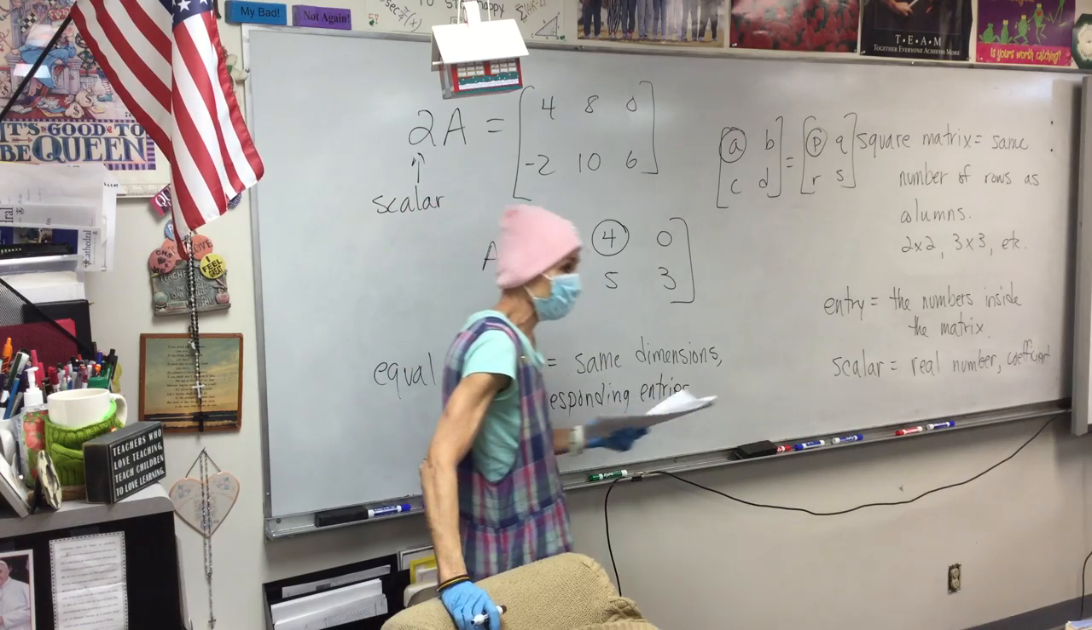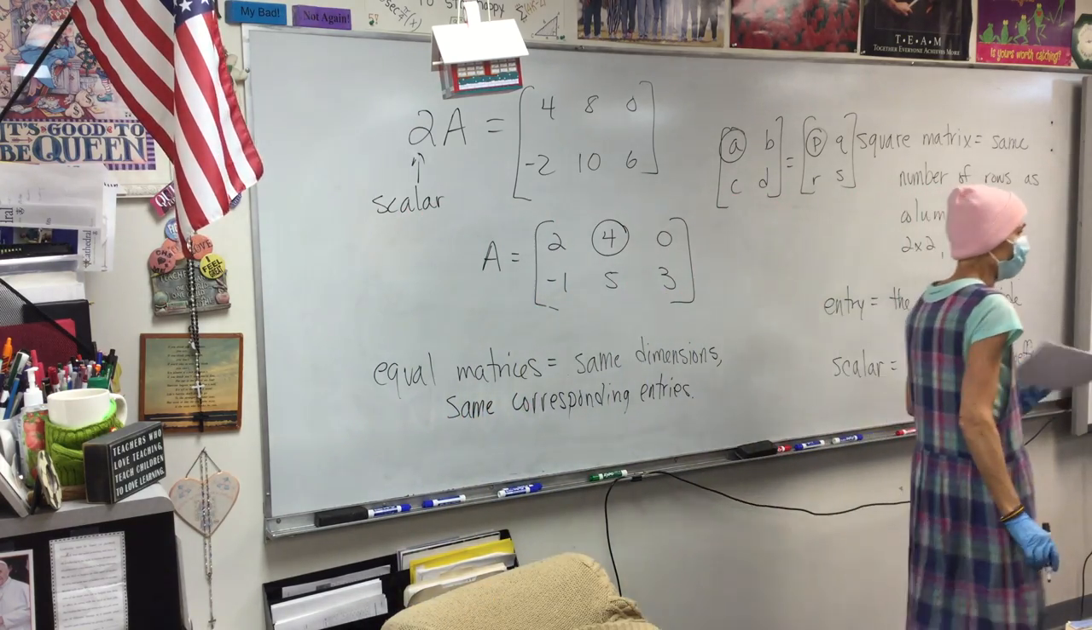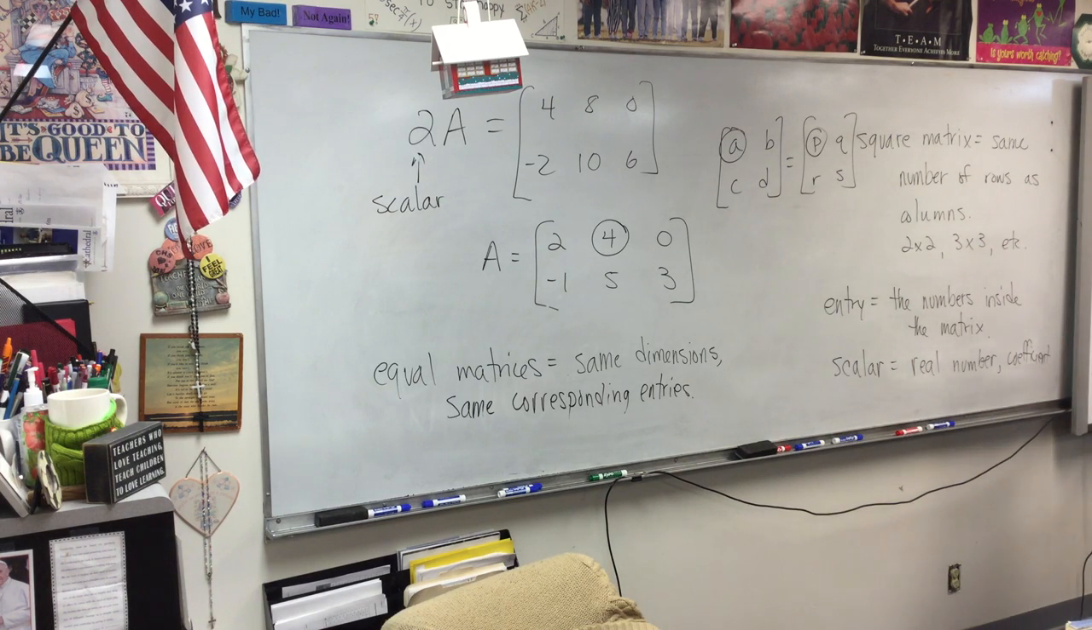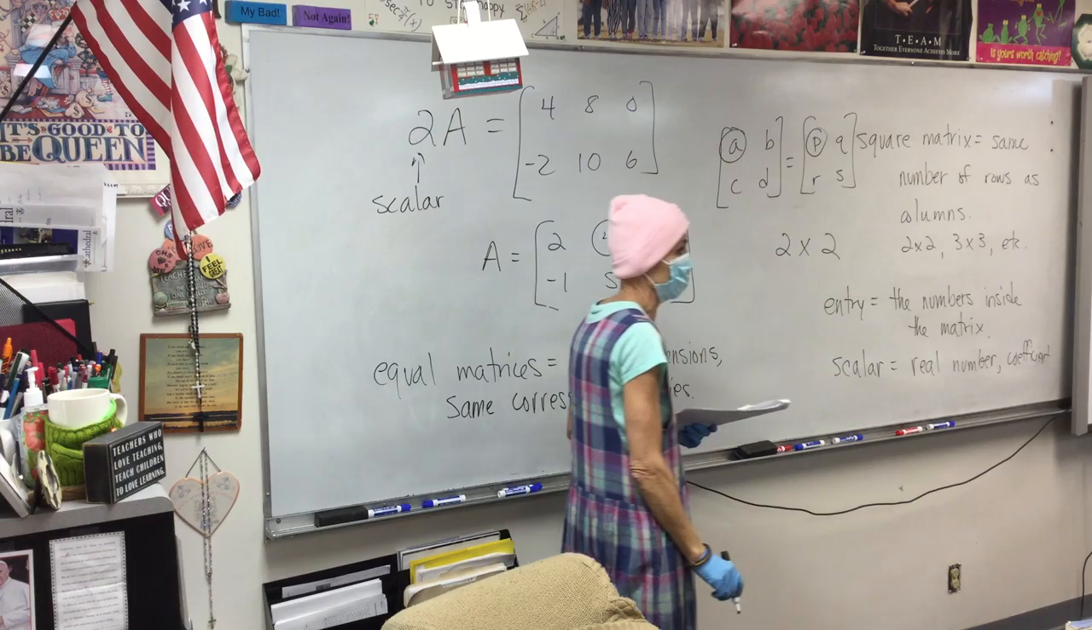Let's see if you get it. Let's do some problems. Number 1A. What are the dimensions of matrix A? How many rows? How many columns? So the dimensions are 2 by 2. And you write 2 by 2. That's how we write it, 2 by 2.